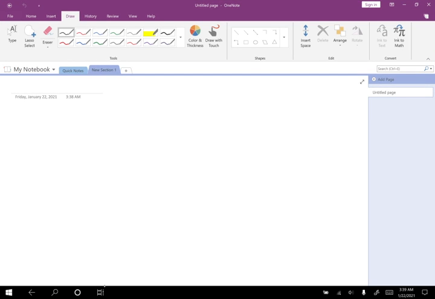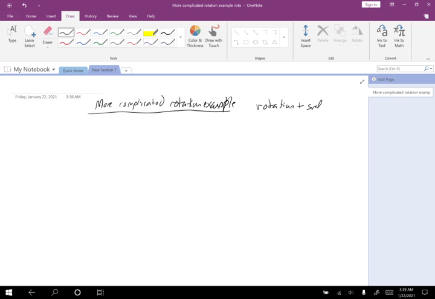Okay, I'm going to talk about a more complicated rotation example. And really what's going on here is there's a rotation plus a scaling. And so the transformation looks a little more awkward. So let me just think about this example integral.